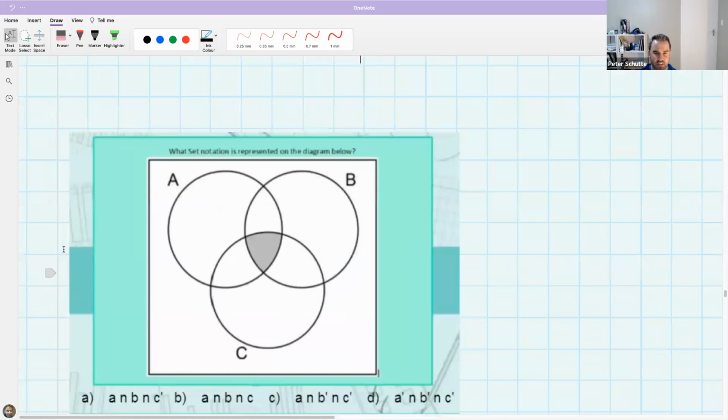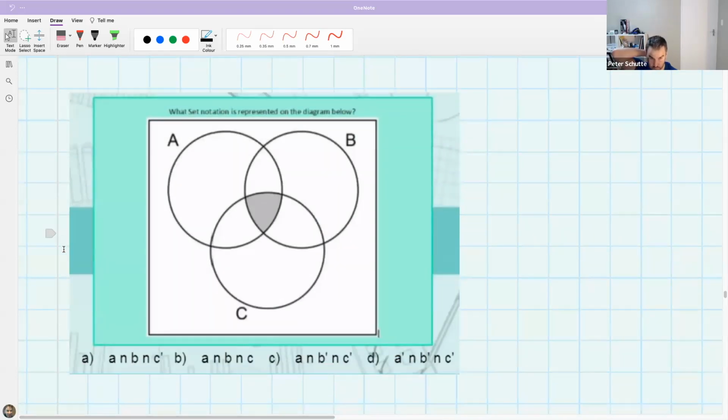Now there are 3 events, and this is what we're going to finish off with tonight, and the next lesson is going to be focused around 3 events. What would the region be here? What this is saying is you're inside the event A, you're inside the event B, and the event C. So you're in A and B and C.